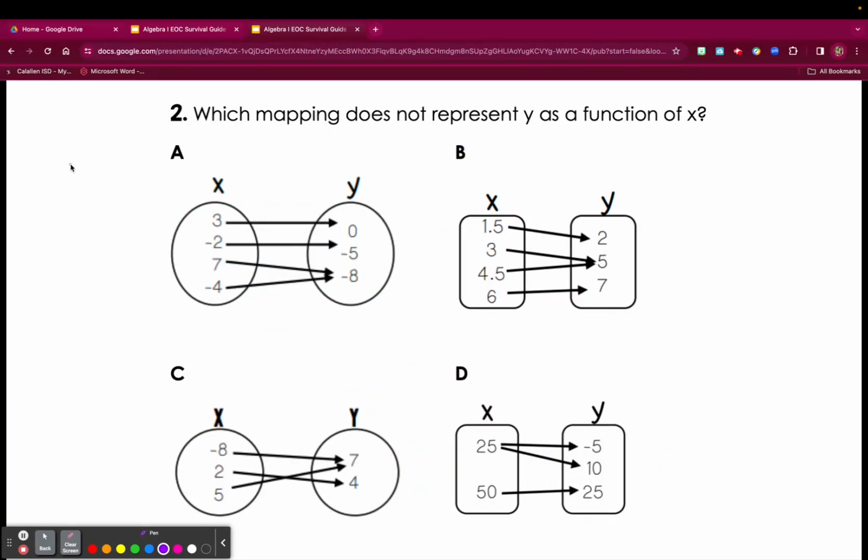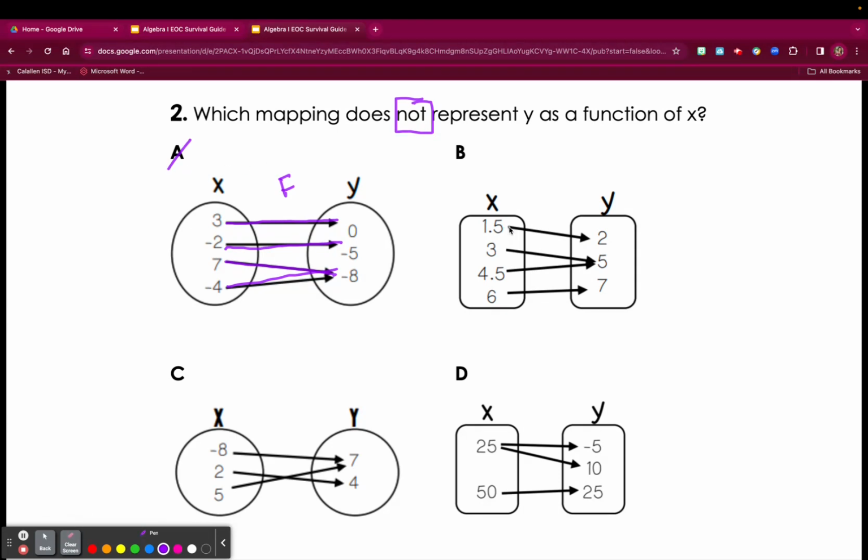Moving on to number 2, it says which mapping does not represent y as a function of x. So remember, in order for a mapping to not be a function, you have to have more than one line coming from an x value. So for A, I have one line coming from the x value of 3. I have one line coming from negative 2, one line coming from 7, and one line coming from negative 4. So that means A is a function, and that means it's not my answer.